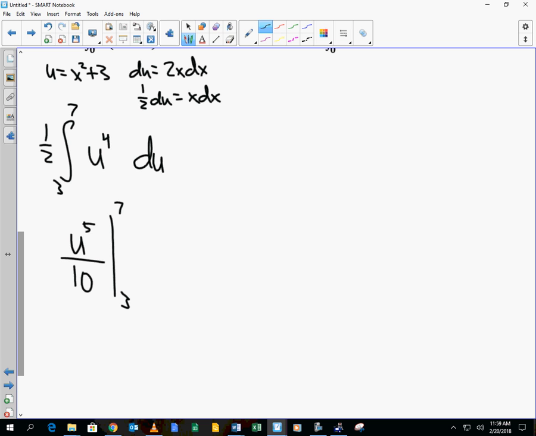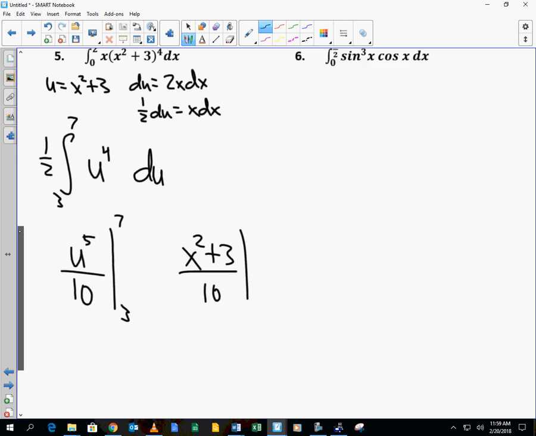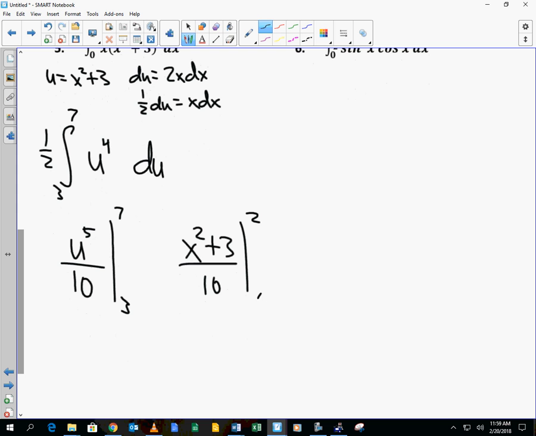Now, here's what I always used to do. I wouldn't use u. I would use x squared plus 3. And I would evaluate it then from, what do we got here, 0 and 2? These are the same things. Are you convinced that they're the same? Okay, well, plug in 2 here. 2 squared is, whoops, sorry, plus 3 to the 5th. You get 7 to the 5th on top, right? And here you get 7 to the 5th. They're the same things, right?